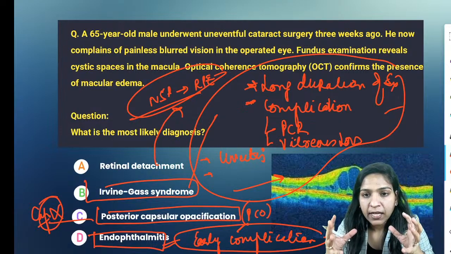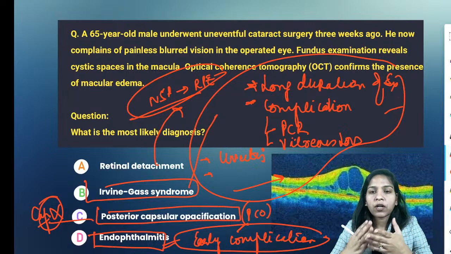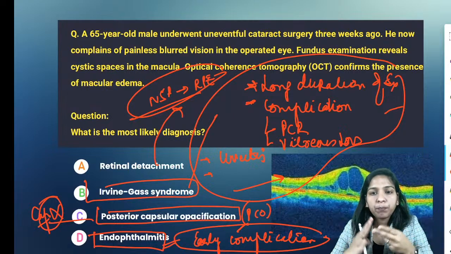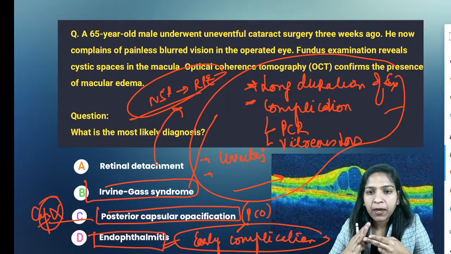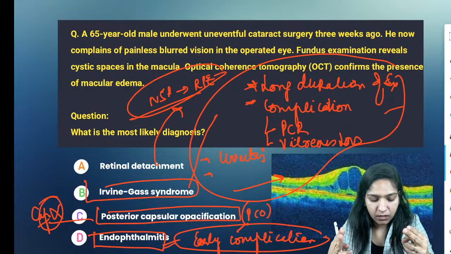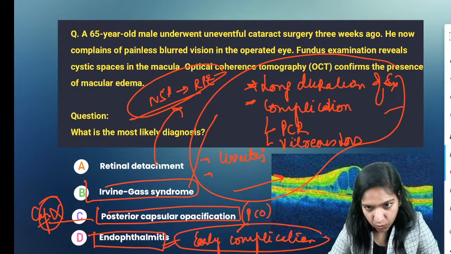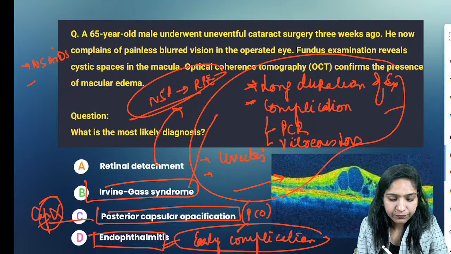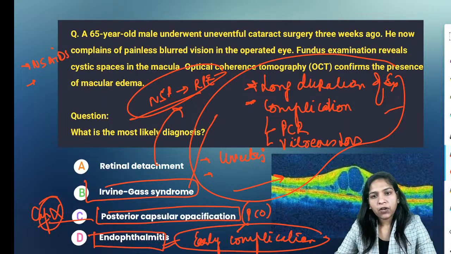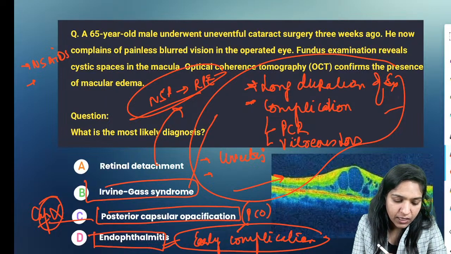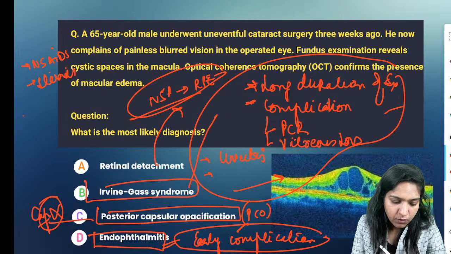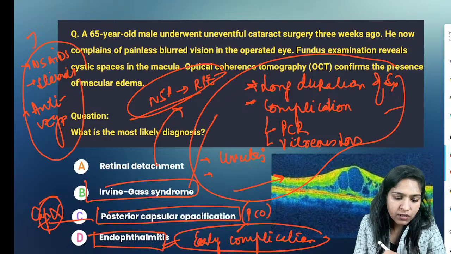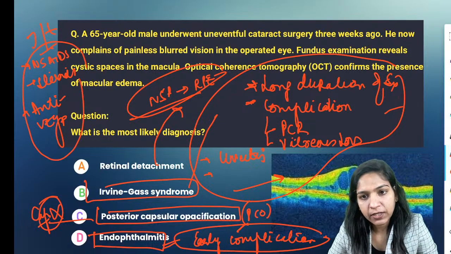Cystoid macular edema has many other causes. The most important is diabetes mellitus, but it has many other causes also. I'm not going into that. But you need to remember that if cystoid macular edema occurs after cataract surgery, it is known as Irvine-Gass syndrome. What is the treatment for Irvine-Gass syndrome? We can give NSAIDs. But if we are not able to treat the patient with NSAIDs, then we can give steroids, or we can give anti-VEGF. So this is the treatment for cystoid macular edema or Irvine-Gass syndrome.